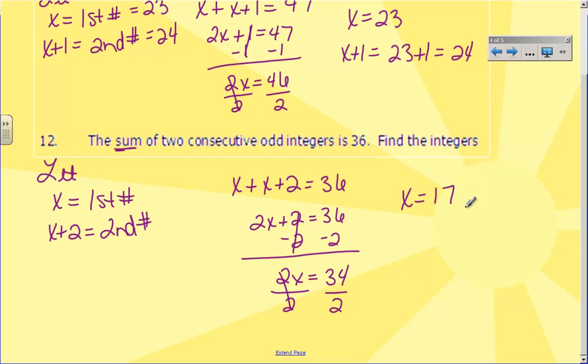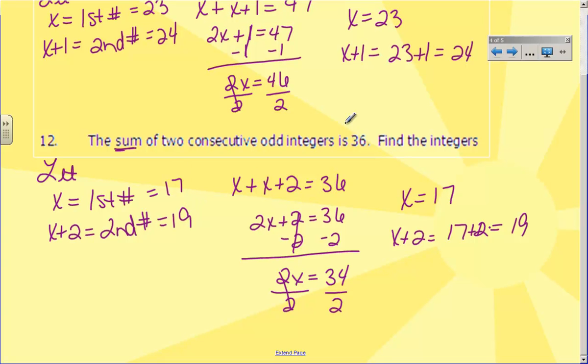Well, that is an odd number. It's an odd integer, so we're good so far. So the first number is 17. The second number, x plus 2, is its next consecutive buddy, which happens to be 19. So the second number is 19. And you can check real quick, make sure they really work. 17 plus 19, yep, it's 36.